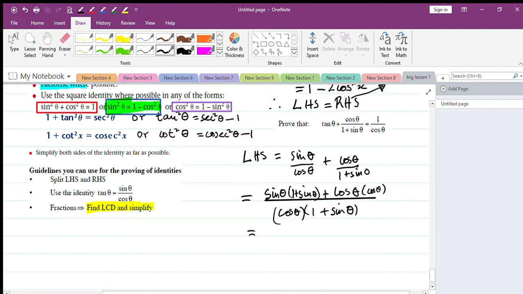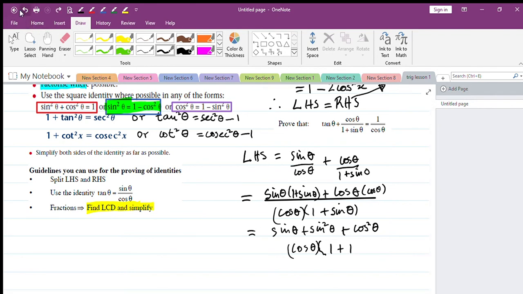After that we simplify. Here what we have? We have sin theta times 1 is sin theta. Sin theta times sin theta is sin squared theta. Then cos theta times cos theta is cos squared theta. All over cos theta into 1 plus sin theta.